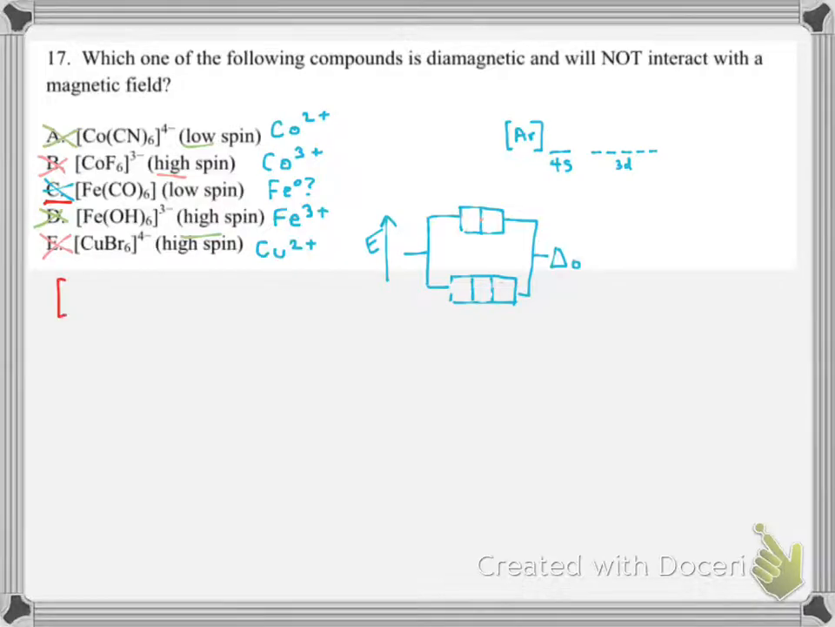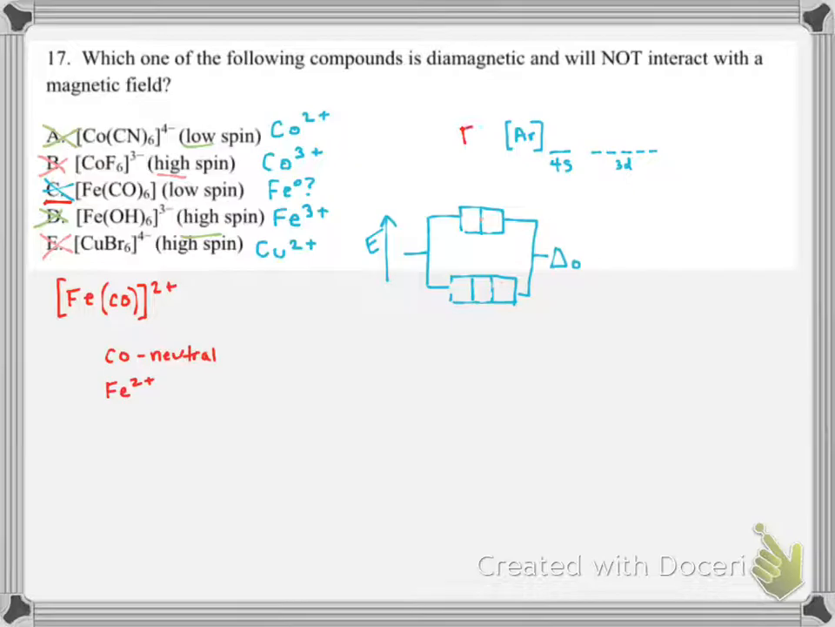Let's say that the complex instead were Fe(CO) 2+. And let's just do it again. So we'd have CO, which is neutral, making our iron Fe2+. Okay, so let's try it that way.